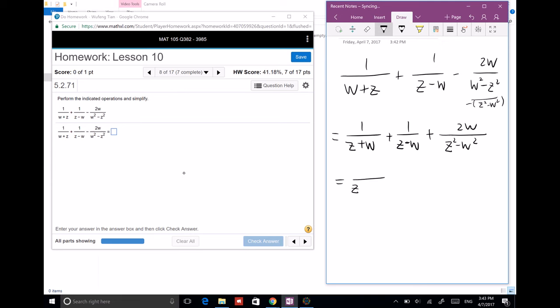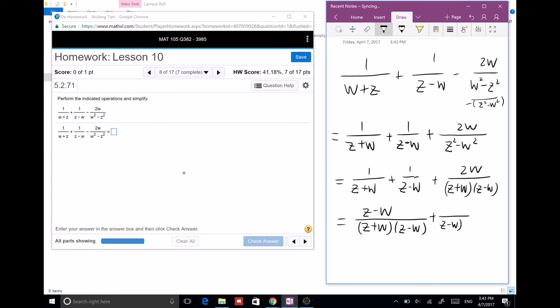So next thing is I need to factor the third one. z squared minus w squared, use the difference of squares formula: z plus w and z minus w, and 2w. Okay, so now we can add those two together. It's z plus w and z minus w. Multiply both the top and the bottom by z minus w. The second one, I multiply the bottom and the top by z plus w.